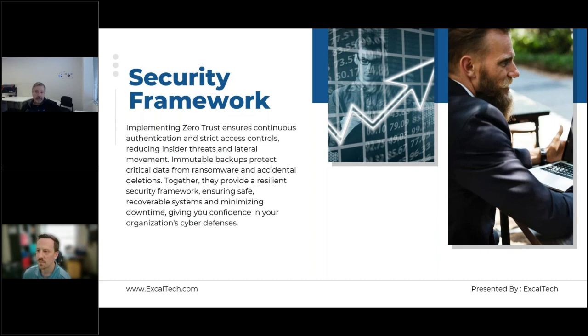Backups prevent critical data from being ransomed or accidentally deleted. They provide a stable framework and minimize downtime if you're breached. Next slide.